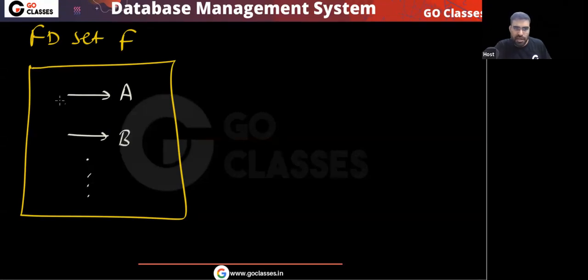So let's assume these are the FDs. This is your alpha, something like this. I hope you are understanding. Remember, these are single attributes. So this is what we have done. Now, let's check, is this FD redundant?